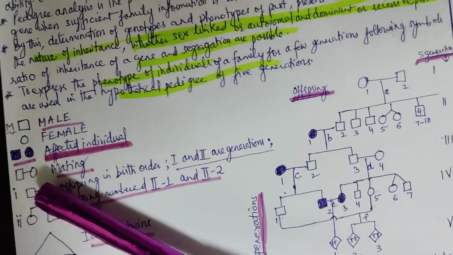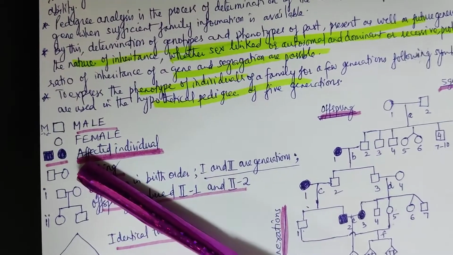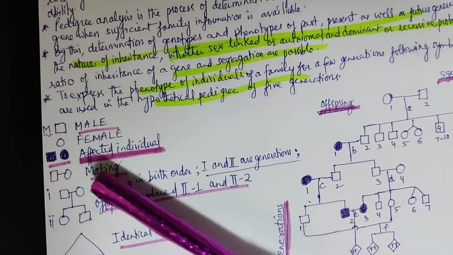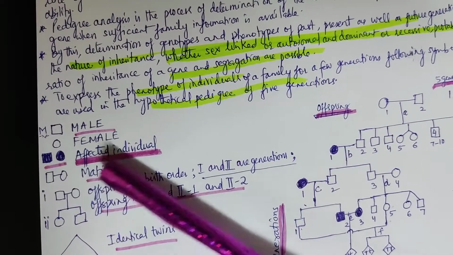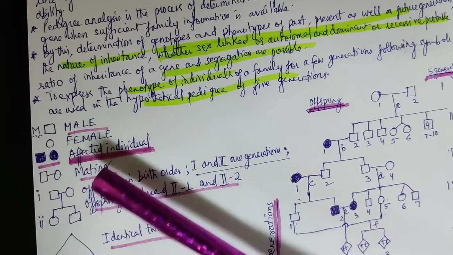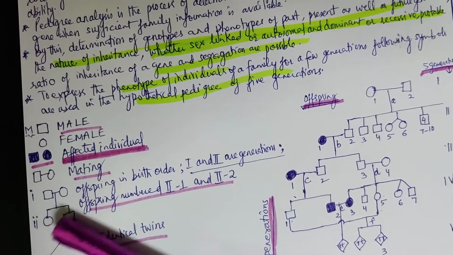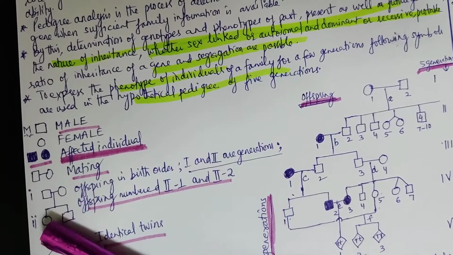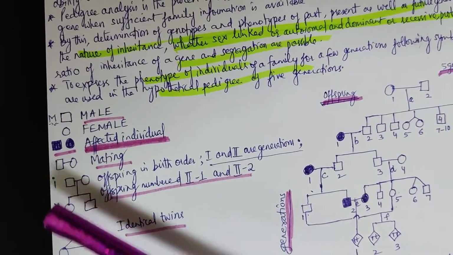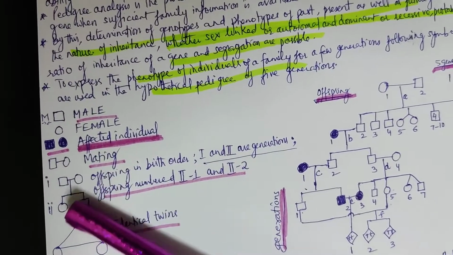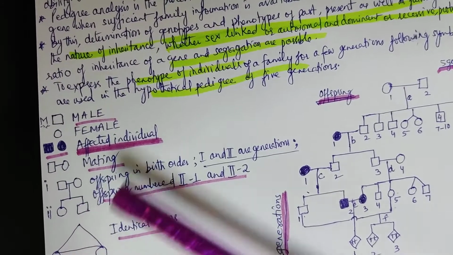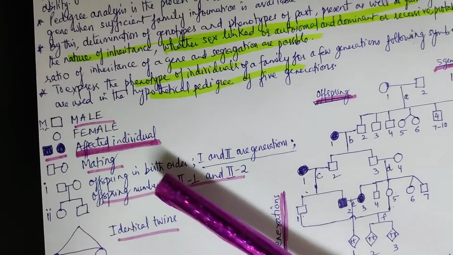When a symbol has one square and one circle joined together with a line in the center, it shows mating, meaning mother and father undergoing reproduction. Now another one, offspring in birth order. If we see this circle, this is the first generation, written 1 and 2, then the second generation. This is offspring in birth order: male, female. Then in the next generation, female, male.